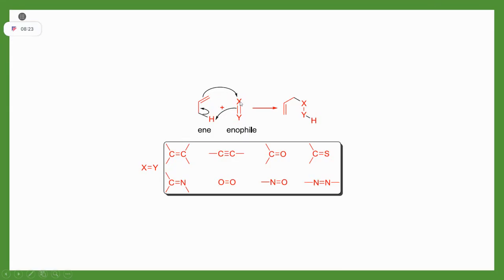So, just have a look at this. This is your ene, right? Why? Because this is having allylic hydrogen. Yes or no? And this is your enophile. Basically, hydrogen moves from here and gets attached to your Y. What enophiles can you encounter? These are the possible enophiles: alkenes, alkynes, carbonyl compounds, here ketone, thioketone, imine, oxygen, and N2. These are the possible enophiles which you can encounter while solving these questions.